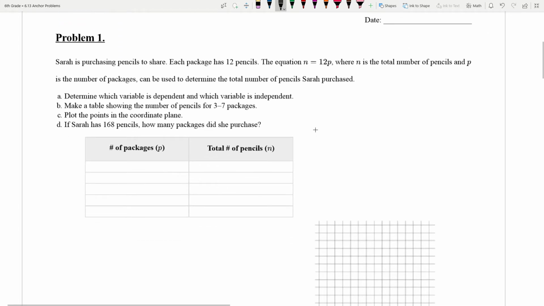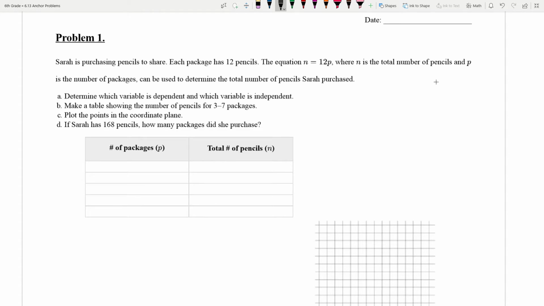Sarah's purchasing pencils to share. It's nice of her. Each package has 12 pencils. The equation n equals 12p, where n is the total number of pencils and p is the number of packages, can be used to determine the total number of pencils Sarah has purchased. Determine which variable is dependent and which variable is independent.